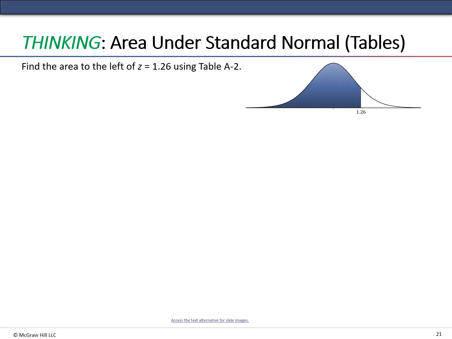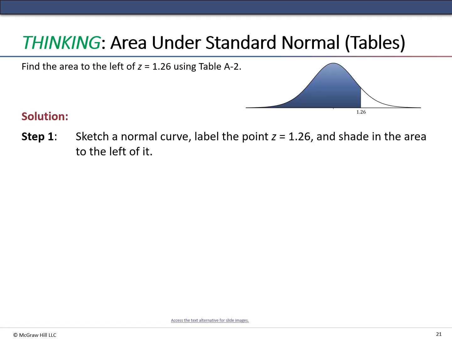So see if you can find this. Hit pause and see if you can find the area to the left of z equals 1.26 using table A2. This suggests you sketch a normal curve, label the point z equals 1.26, and shade in the area to the left of it. Obviously, most of us are not going to do that for every problem, but it's good at least as we start, because then we recognize the area is going to be greater than 1/2 because the z-score is positive, so I'm moving to the right of the center.